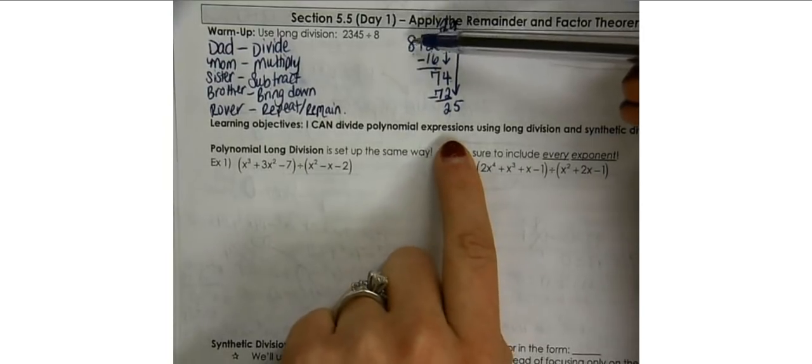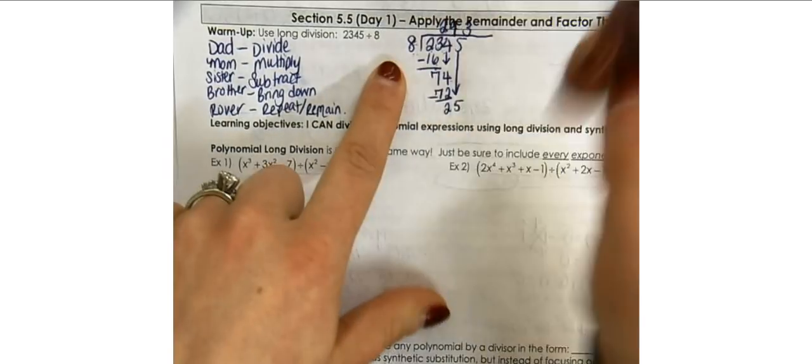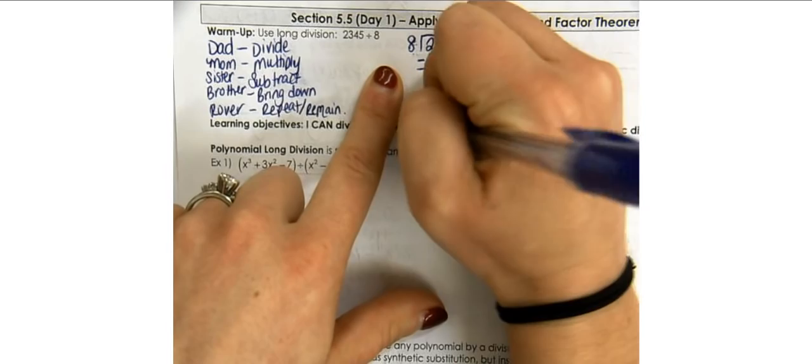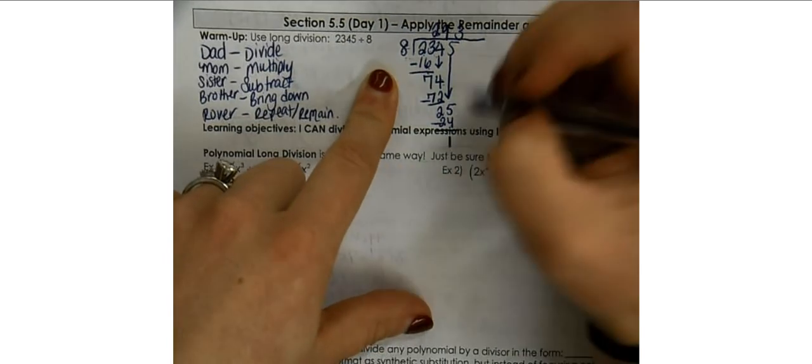Now I'm going to bring down my final number, which is 5. And I'm going to ask myself, how many times can 8 go into 25 evenly? And that is a total of 3 times. 3 times 8 is 24. And I'm going to subtract, going straight down with a remainder of 1. Since I have no other numbers to bring down, this last number represents my remainder.